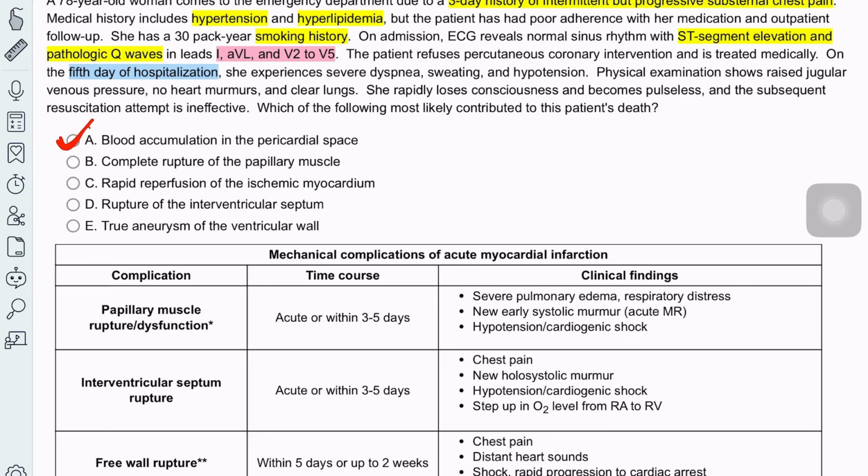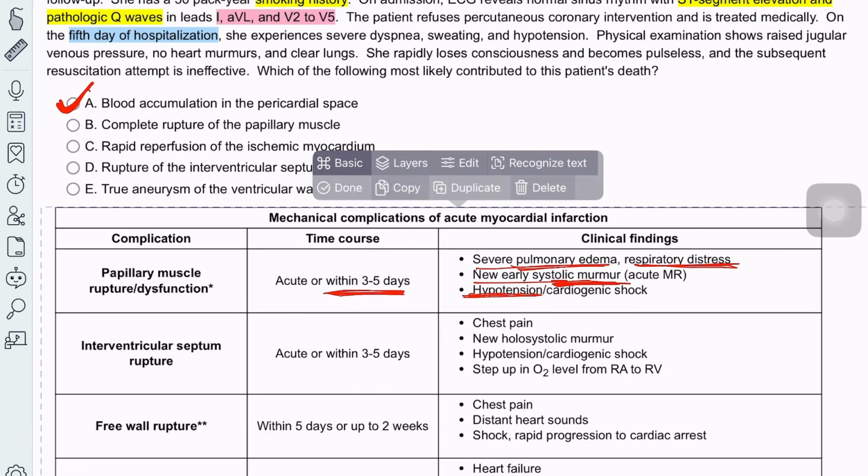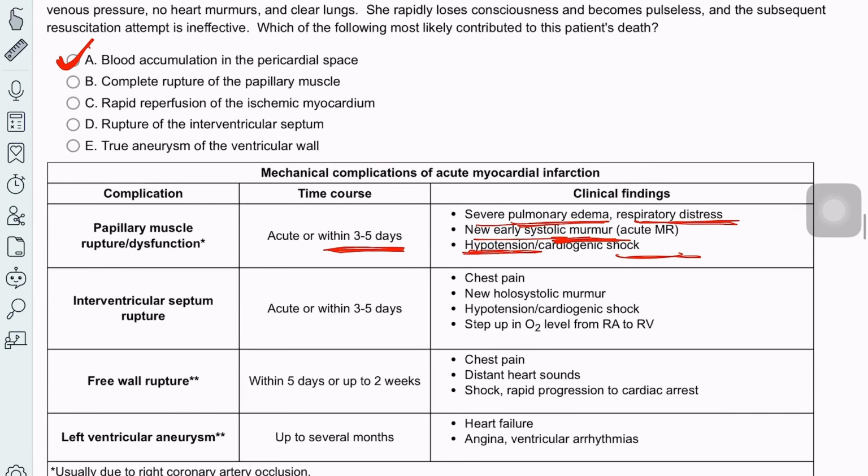So let's look at the complications of acute myocardial infarction and the durations for them. First is the papillary muscle rupture or dysfunction. This occurs within 3 to 5 days and it is characterized by severe pulmonary edema, respiratory distress, and a new early systolic murmur associated with hypotension and cardiogenic shock. Next is interventricular septum rupture. This also occurs within 3 to 5 days. It is characterized by chest pain, new holosystolic murmur, hypotension, cardiogenic shock, also associated with a step up in oxygen level from right atrium to right ventricle.